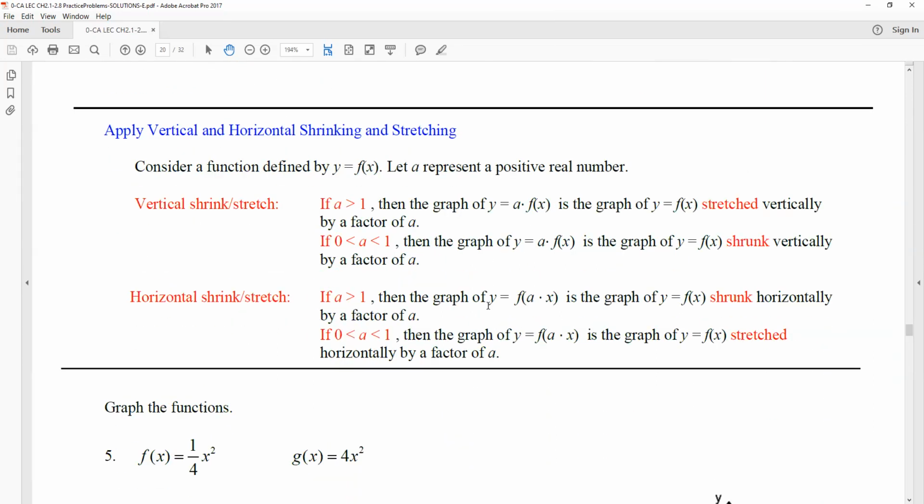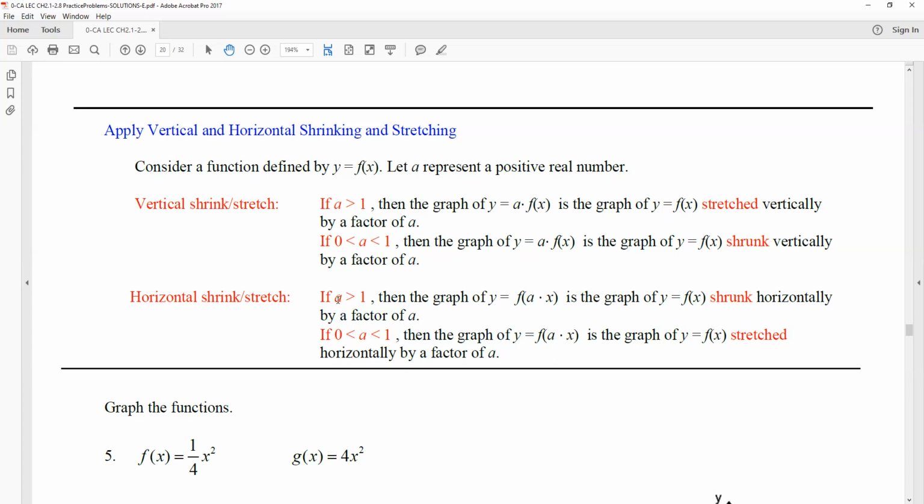Horizontal shrinking and stretching. Okay. y = a f of x. If a is a positive number greater than 1, then a times f of x is the graph of f of x stretched vertically. In other words, it's going to make it taller. If it's a fraction, then it will make it shorter.